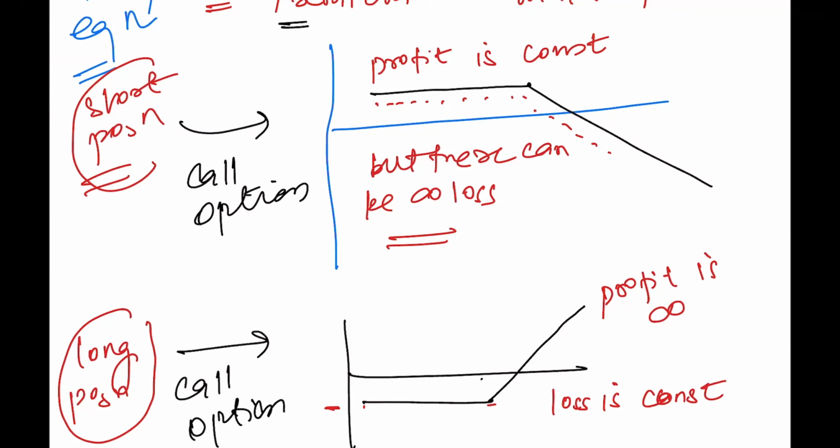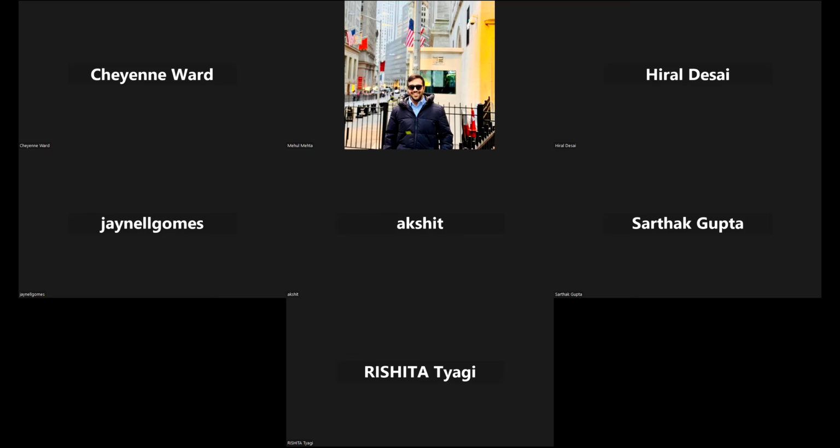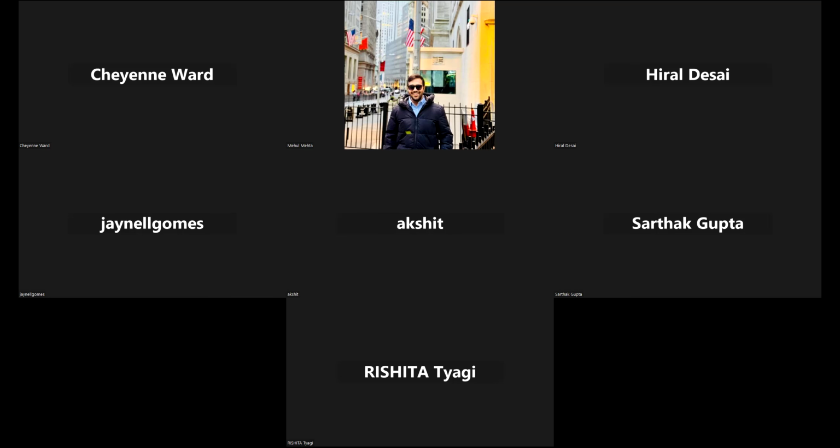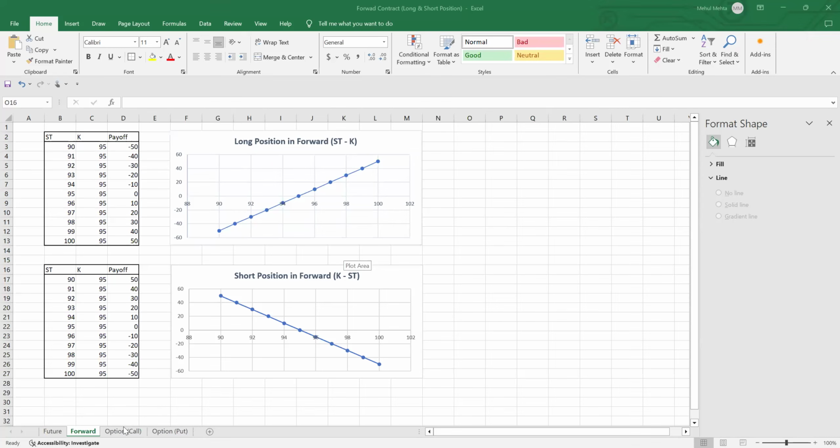Now I'll just show you a quick example in Excel, and then we can wrap up our class. Can everyone see the Excel spreadsheet?